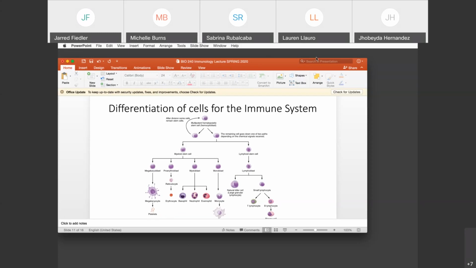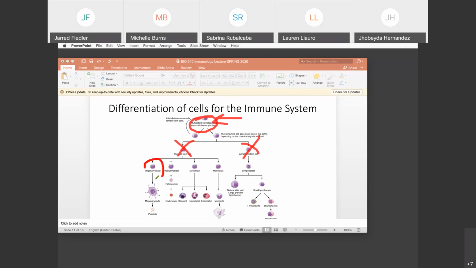For sure know what multipotent means. This is the most undifferentiated stem cell. It could become anything. It's like a baby. Then it gets split into two things. It could be a myeloid stem cell or a lymphoid stem cell, but don't worry about these. Worry about these right here.